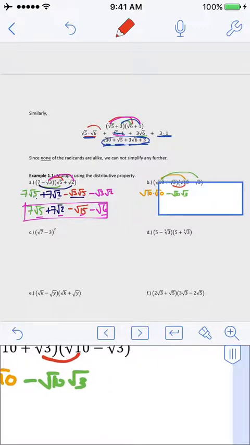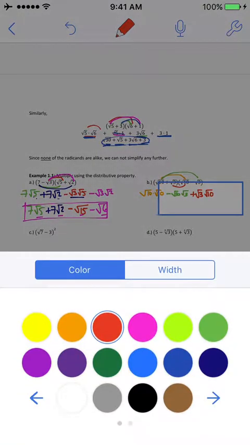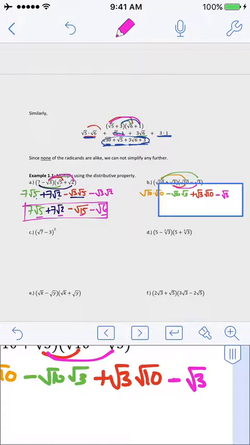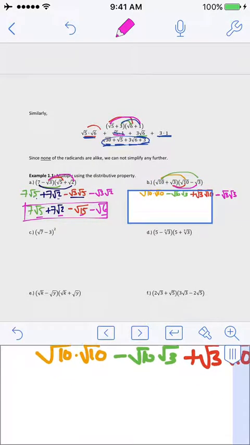Root 3 times 10 would be a plus root 3, root 10. And then root 3 times negative root 3 would be negative root 3, root 3. Now I can combine using product rule. So I'll combine all these using product rule.